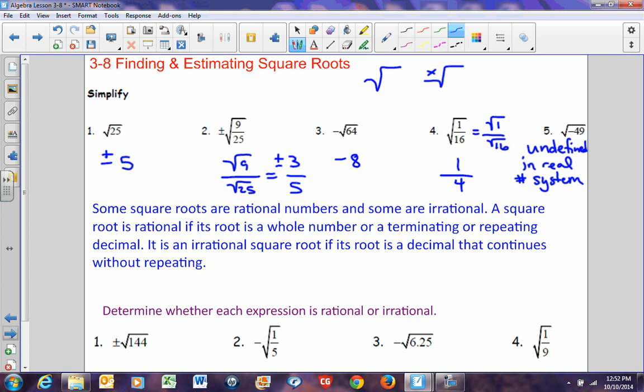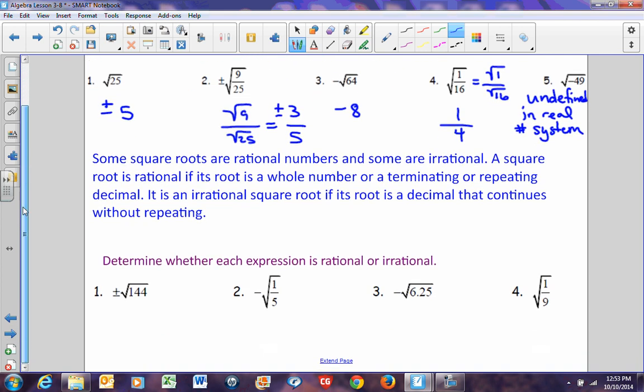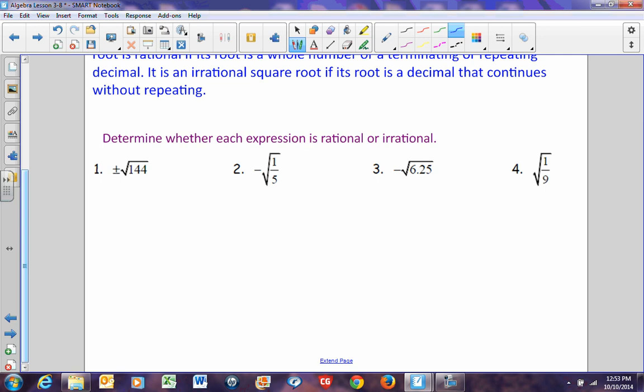Some square roots are irrational. A square root is rational if it's a whole number or a terminating or repeating decimal. It's irrational if the root is a decimal that continues without repeating. So we need to be able to determine whether each expression is rational or irrational. We look at plus and minus the square root of 144.